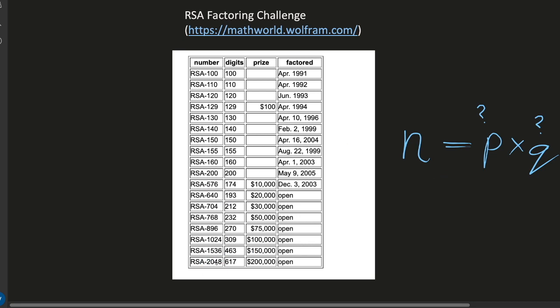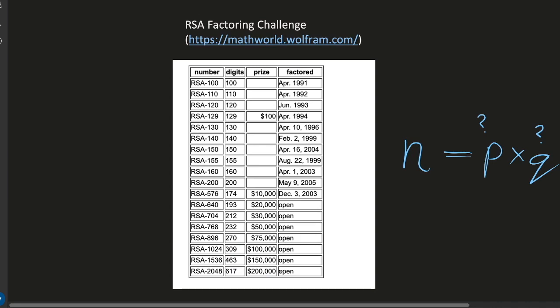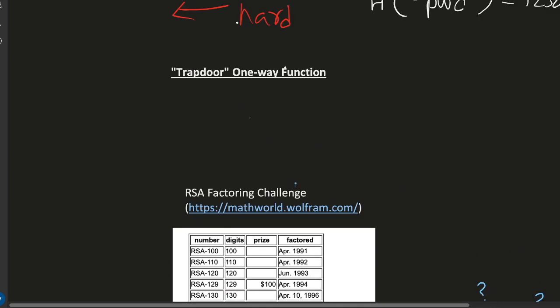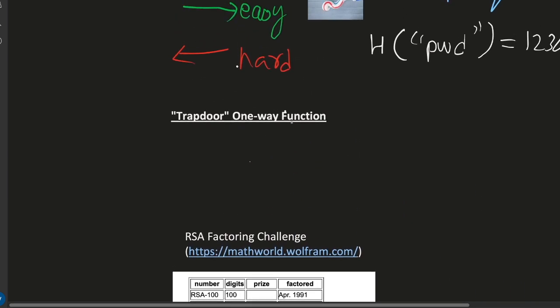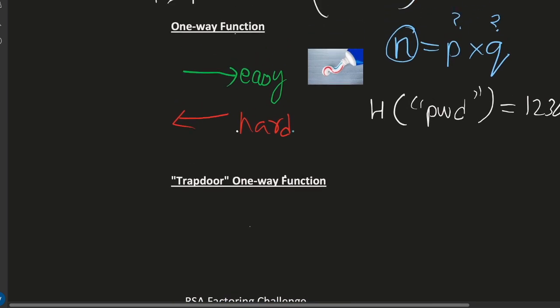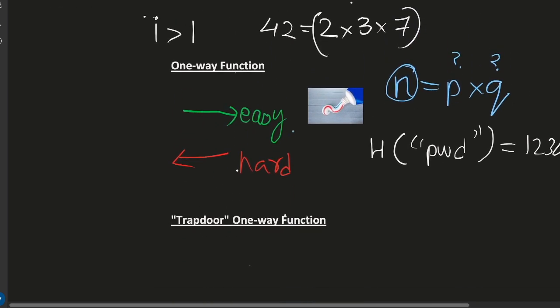This number is actually 617 decimal digits long, and the prize money was 200K. So you can think about how computationally infeasible it currently is, and the strength of RSA relies on that.